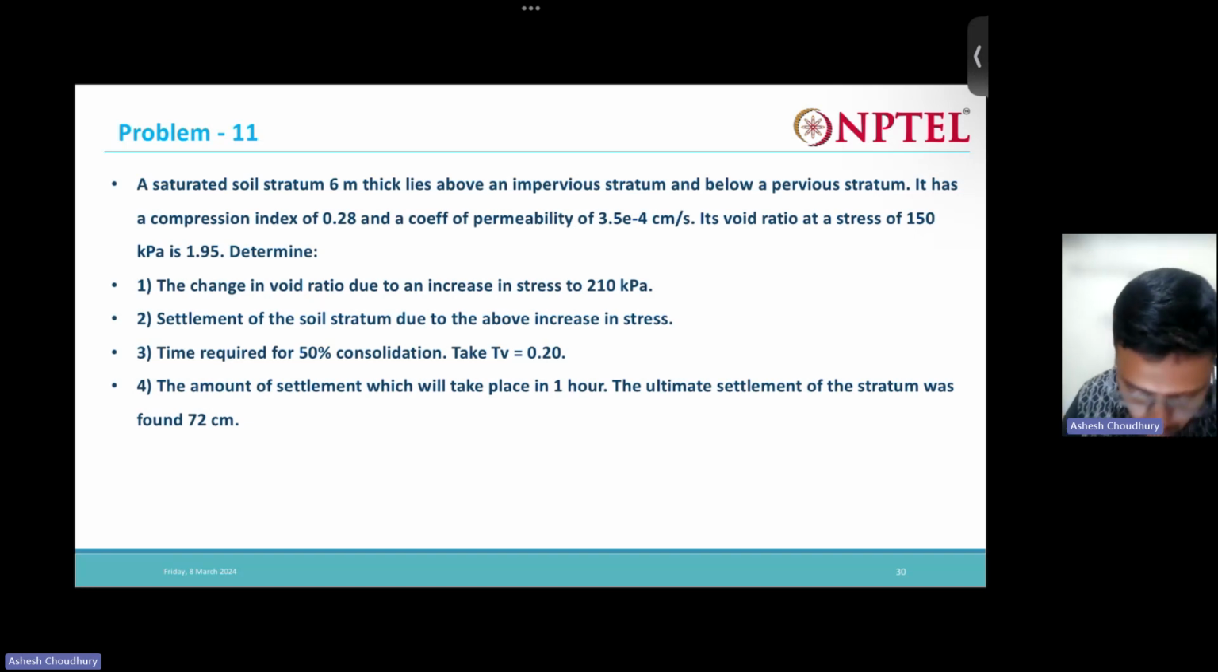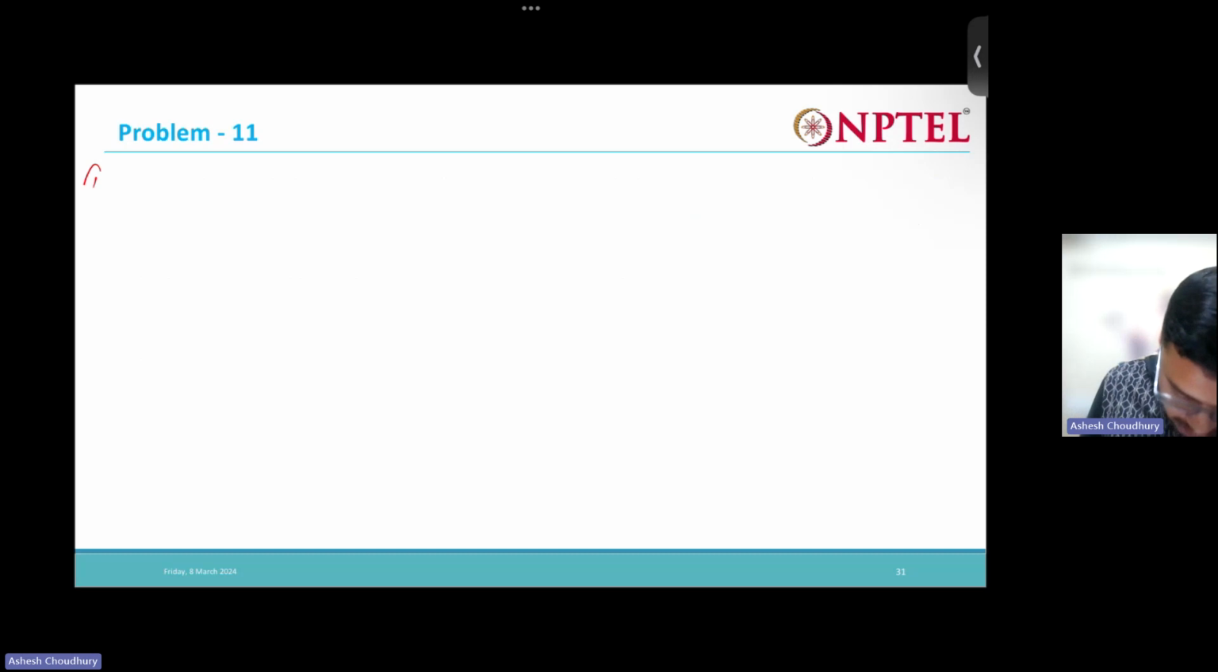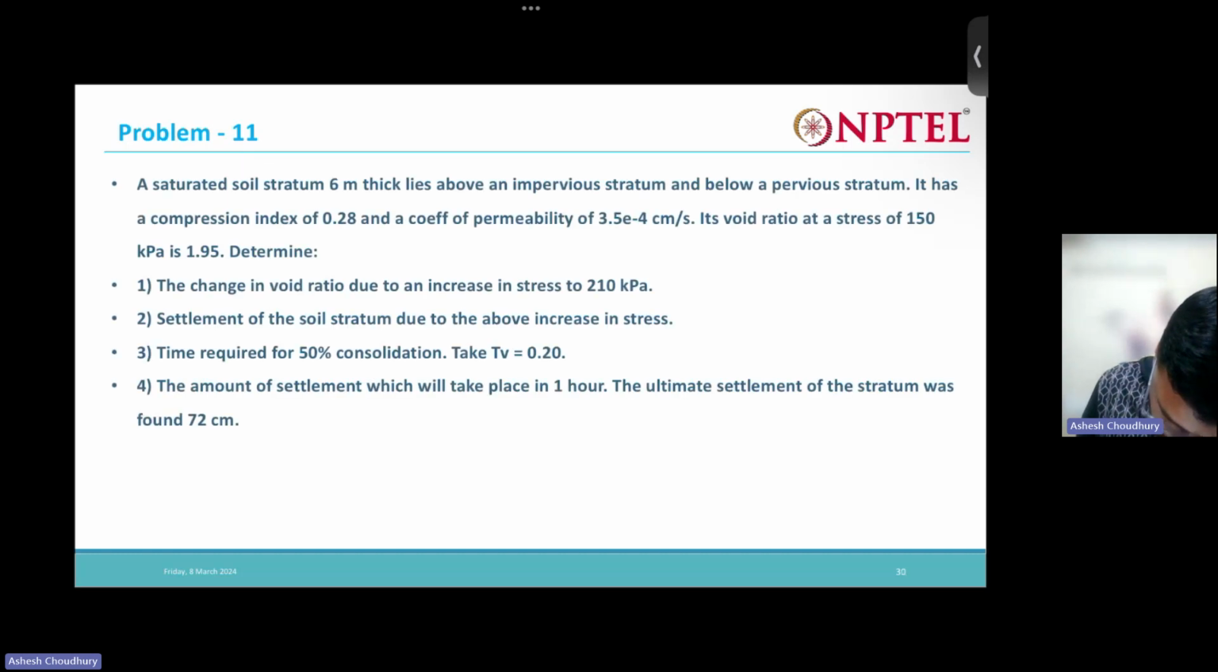Okay, let us do it step by step, one by one. First is the change in void ratio due to the increase in stress from 150 to 210. For that we will use the compression index. So what is Cc? I can write it as Cc into this. What is my Cc? 0.28.